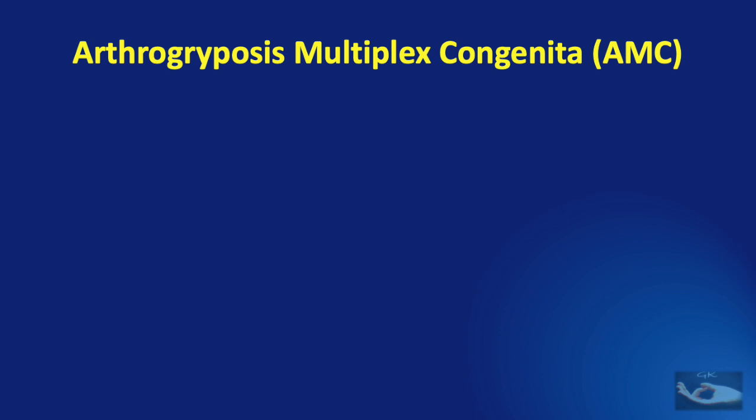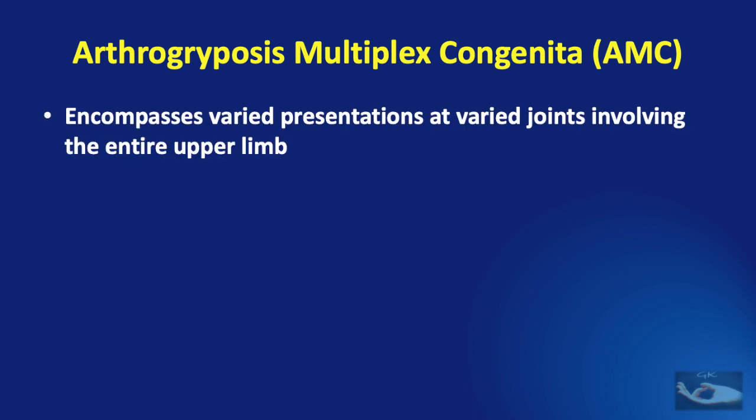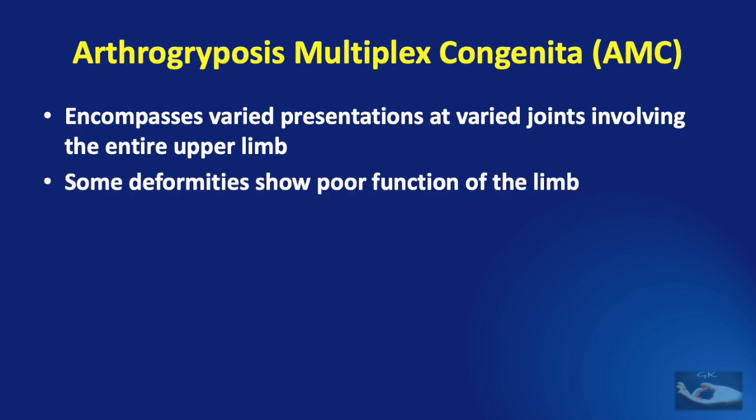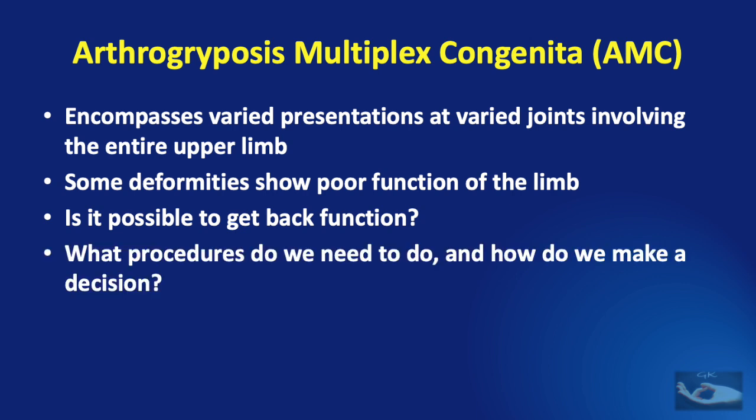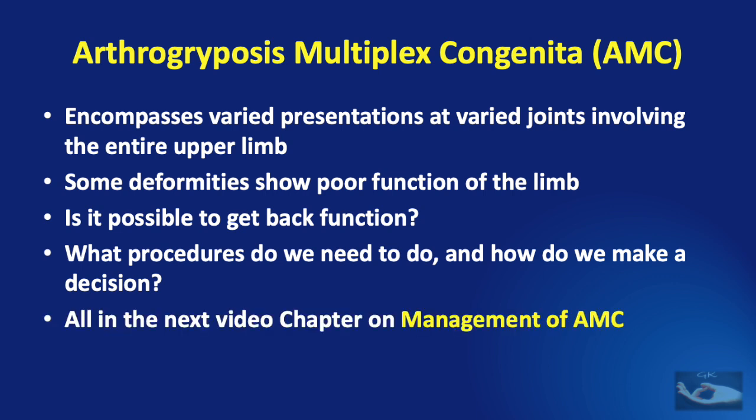So, arthrogryposis multiplex congenita encompasses varied presentations at various joints involving the entire upper limb. Some deformities obviously show poor function of the limb. Is it possible to get back function? What procedures do we need to do, and how do we make a decision? All this will be dealt with in the next video chapter on management of arthrogryposis multiplex congenita.